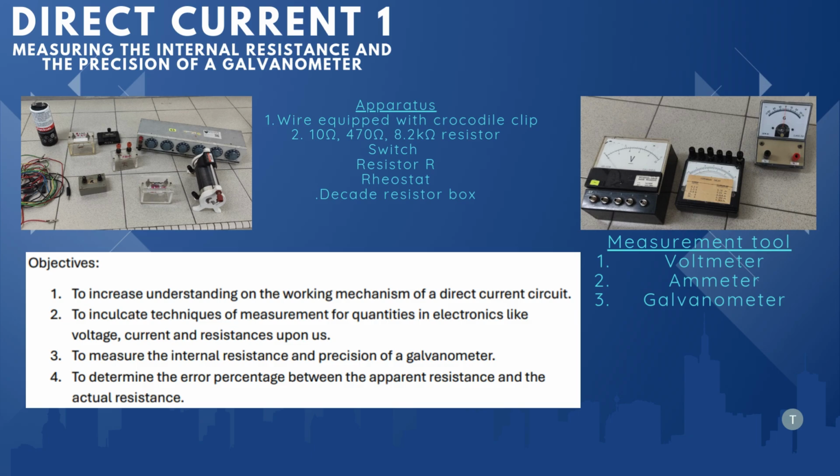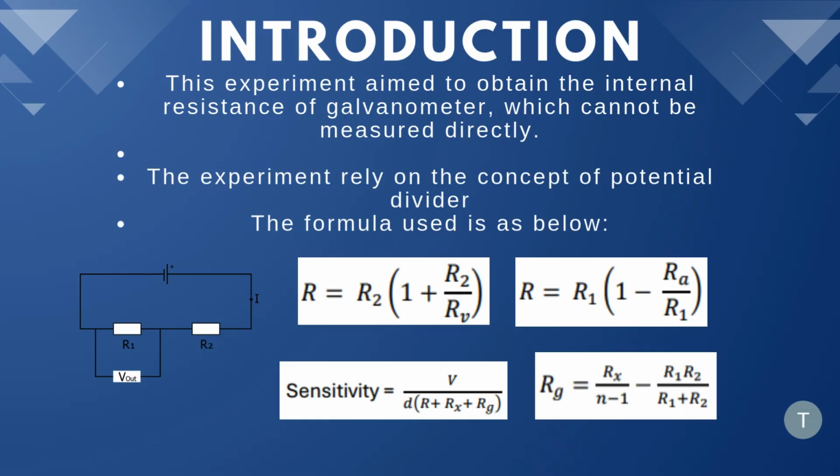The first experiment is direct current 1, measuring the internal resistance and precision of galvanometer. And these are the apparatus, measurement tool and objective of this experiment. For introduction, this experiment aimed to obtain the internal resistance of galvanometer which cannot be measured directly. The experiment relies on the concept of potential divider and the formula used is as below.